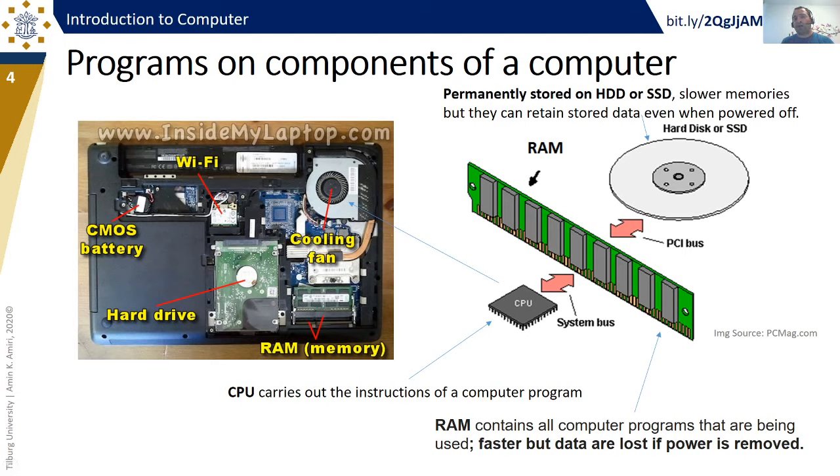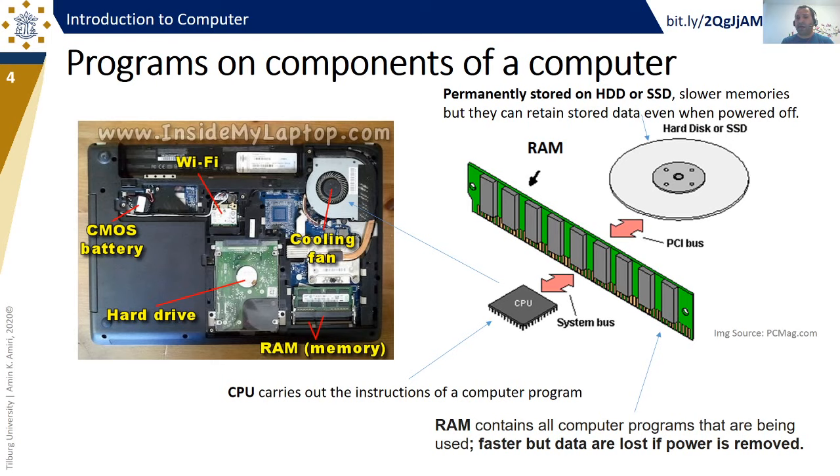Hard disks are slow memories, but they can retain stored data even when the power is off. When you double click on an application or tap it on your smartphone, the program, those zeros and ones, will be moved to RAM, a random access memory. So RAM contains all computer programs that are being used at the moment.